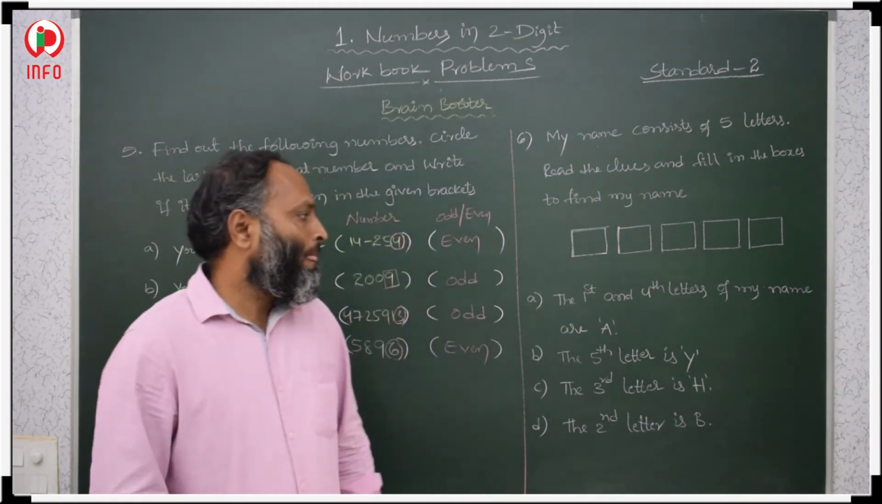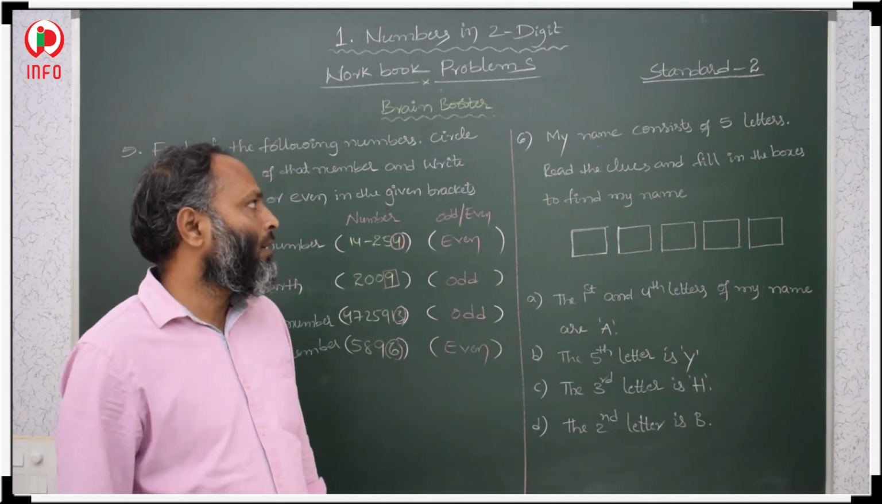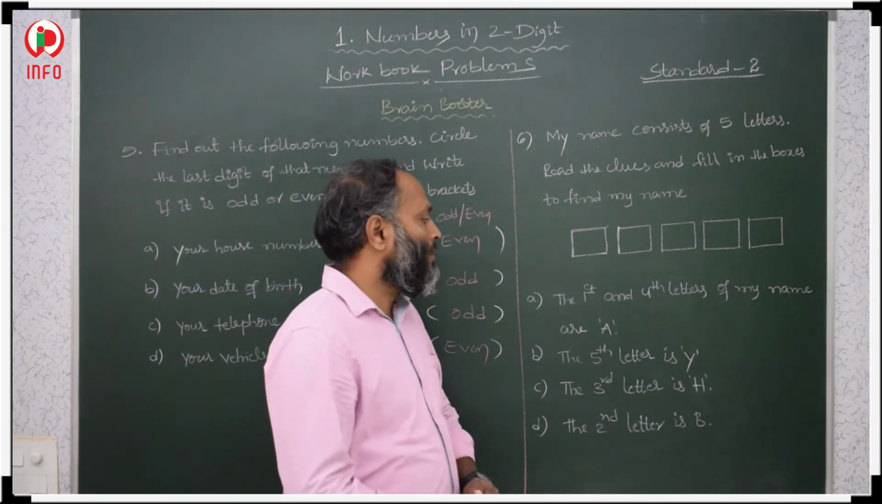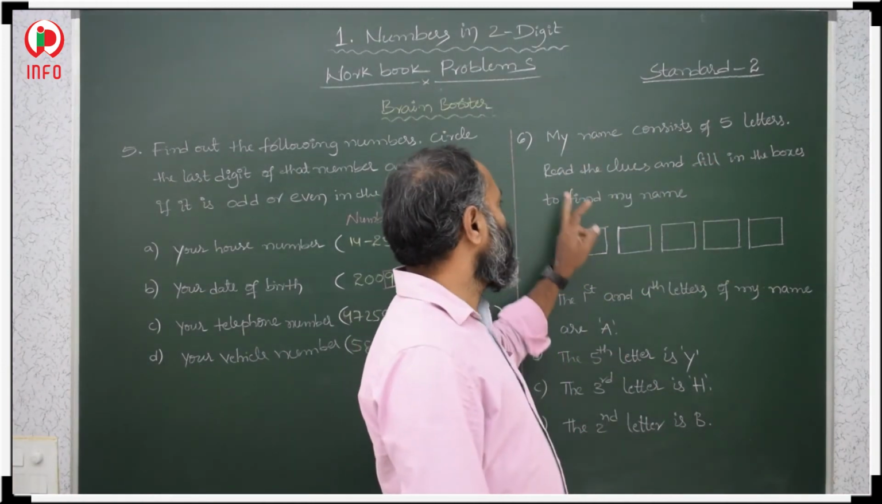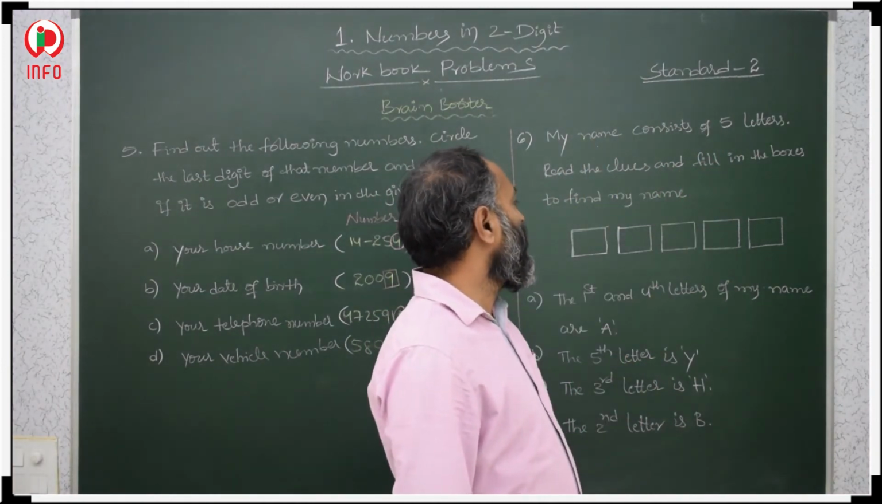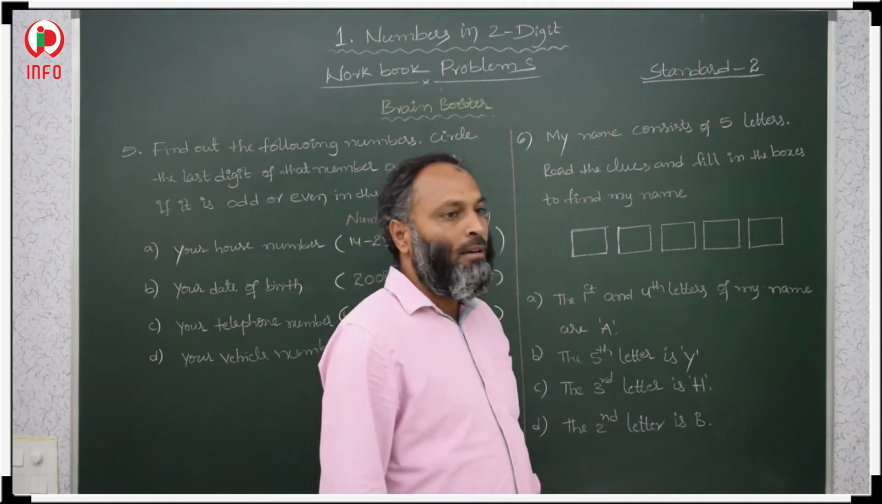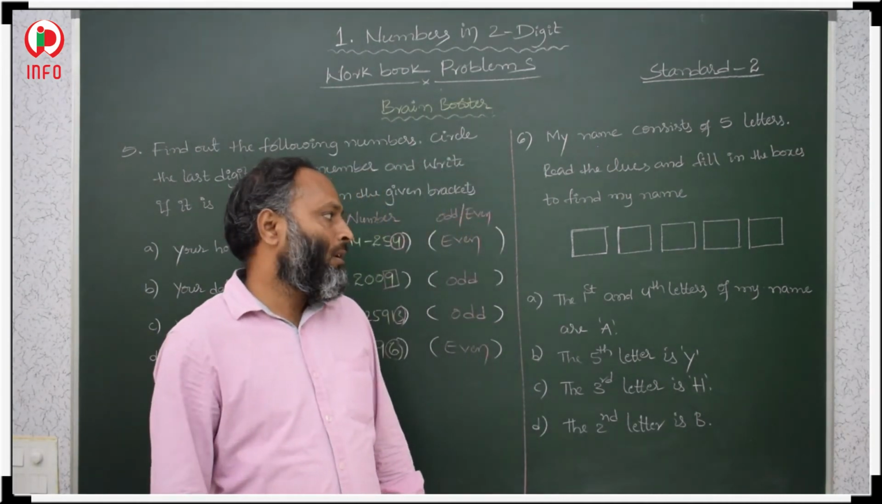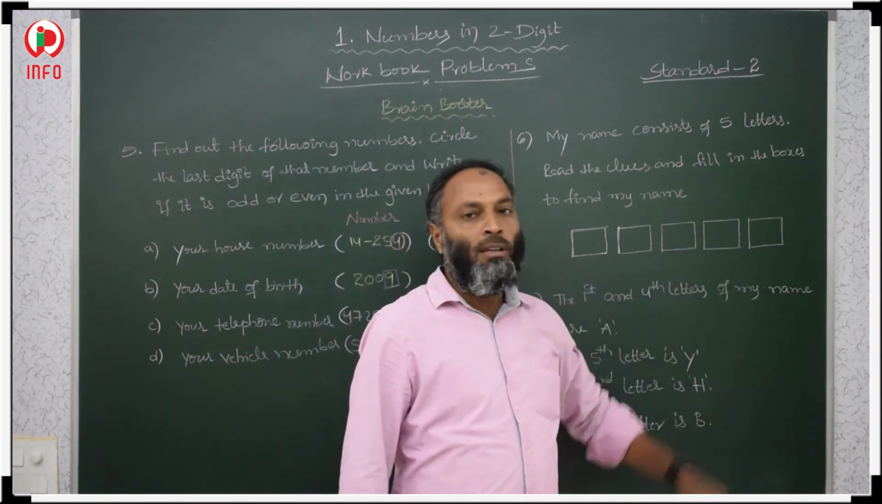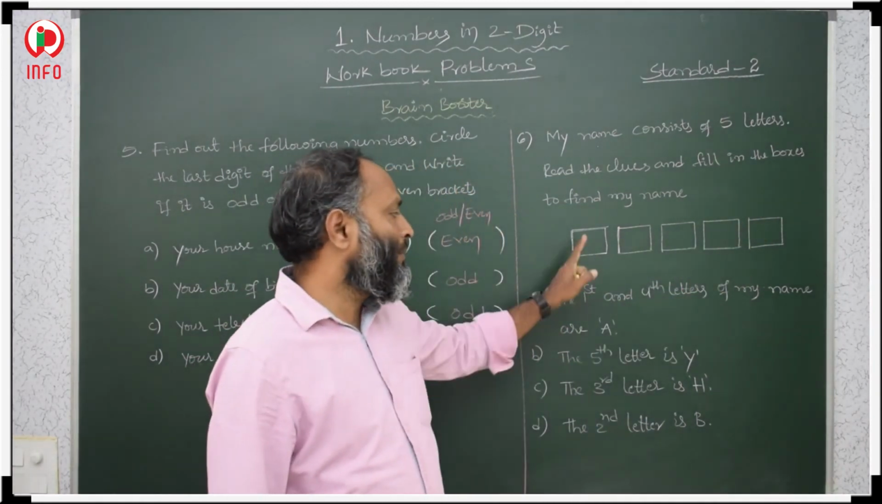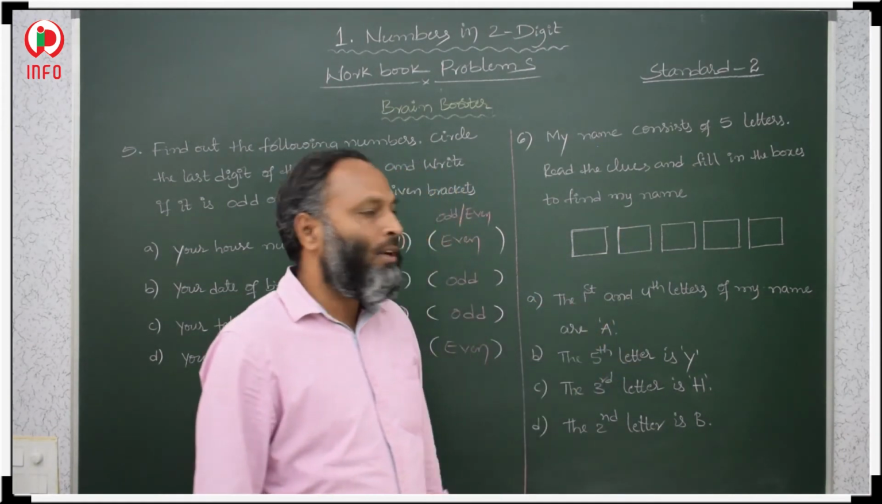Okay. Now, sixth question. My name consists of 5 letters. Read the clue and fill in the boxes. Find my name. Here my name stands for 5 letters: 1, 2, 3, 4, 5. We have to fill these 5 letters using the clue.